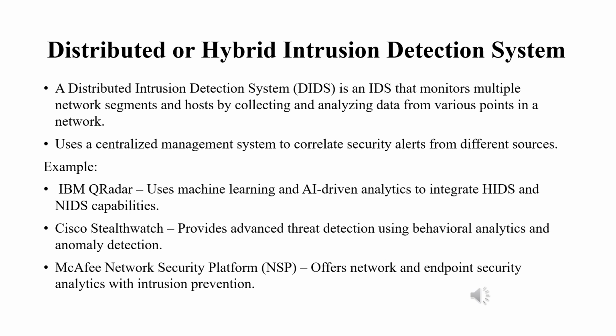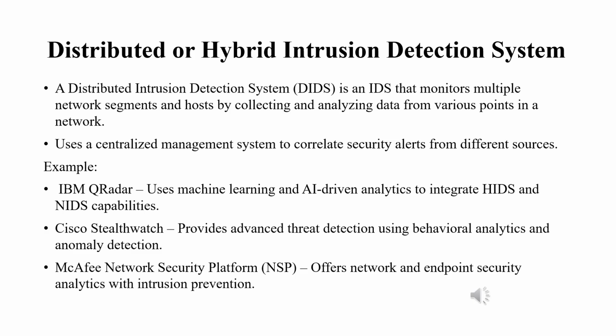Distributed intrusion detection system monitors multiple places in a network, such as routers, servers, and workstations. It collects all data from all these points and sends it to a centralized system. A few examples of distributed intrusion detection systems are IBM QRadar, Cisco Stealthwatch, McAfee NSP, Network Security Platform.